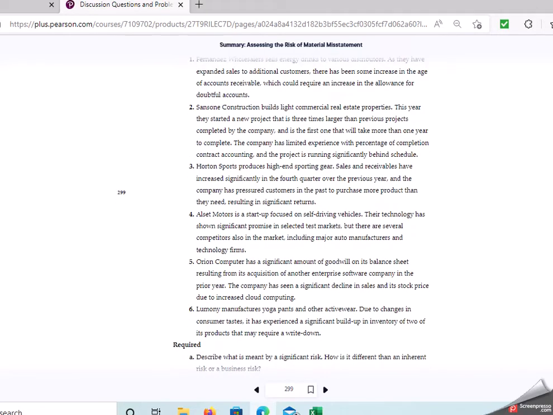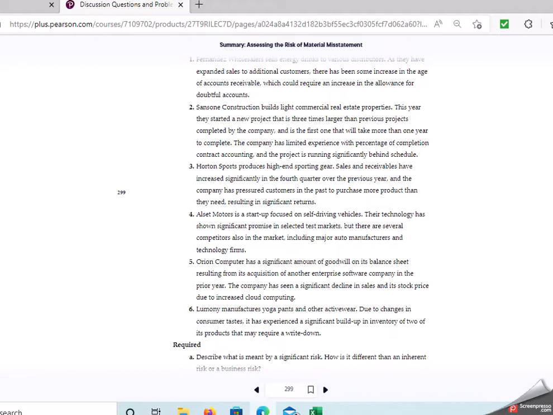All right, then number 2, we have Sanson Construction, which builds light commercial real estate properties. This year, they started a new project that is 3 times larger than their previous projects completed by the company and is the first one that will take more than a year to complete. The company has limited experience with the percentage of completion contract accounting, and the project is running significantly behind schedule. So this one is significant.